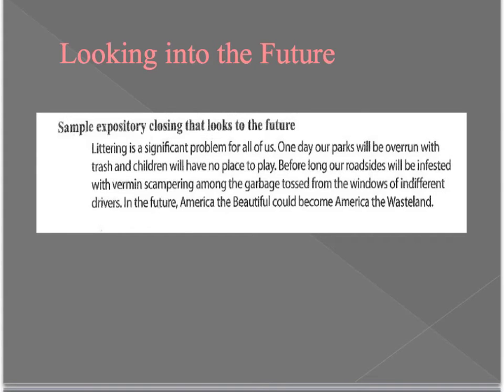Looking to the future can emphasize the importance of your composition and redirect readers' thought processes. It may help them apply the new information to their lives or see things more globally. For example, littering is a significant problem for all of us. One day our parks will be overrun with trash and children will have no place to play. Before long, our roadsides will be infested with vermin scampering among the garbage tossed from the windows of indifferent drivers. In the future, America the Beautiful could become America the Wasteland. So that's what's going to happen if we don't fix the problem. We're looking into the future at what the impact could be.